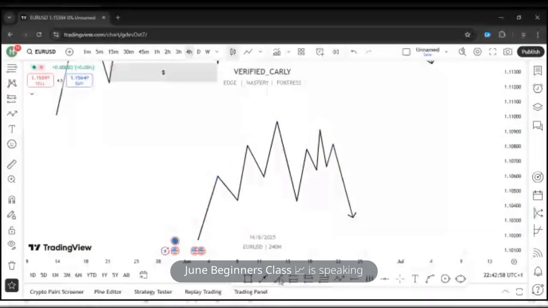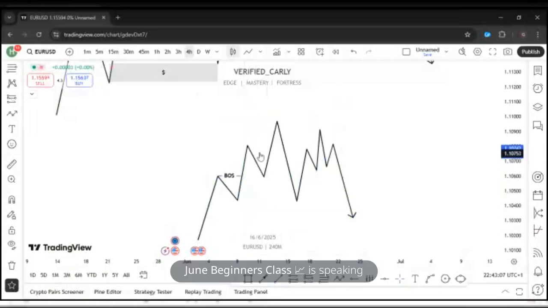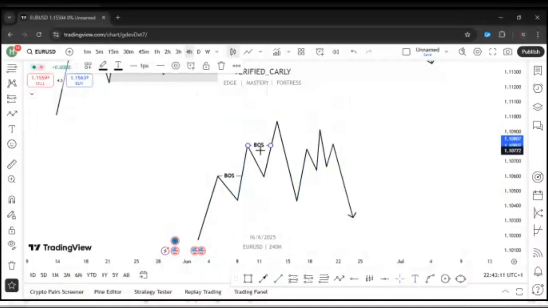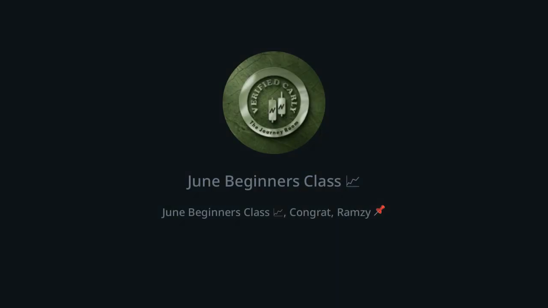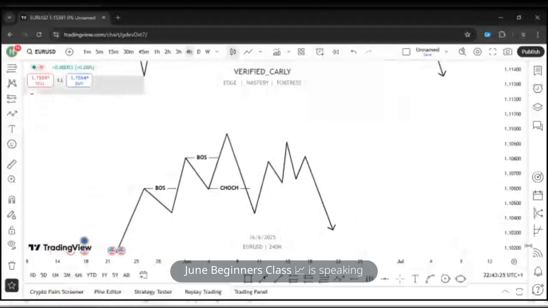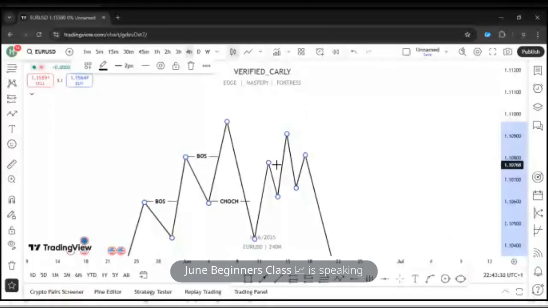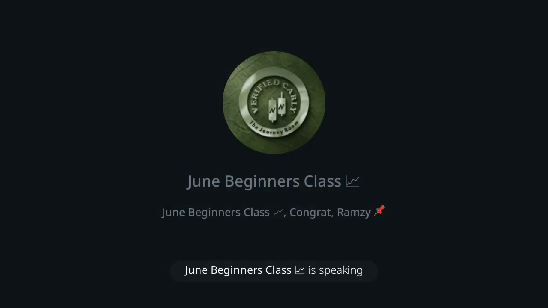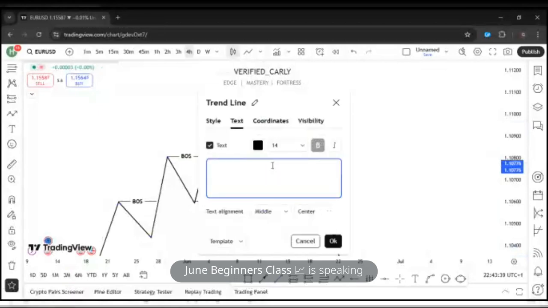So the market might be somewhere like this. This is a break of structure. This is another break of structure, right? Then this is a change of character. Then this is where price did what? Created liquidity. This is a liquidity price created, guys, and swept it. You are seeing it, right? So price swept this liquidity right here.